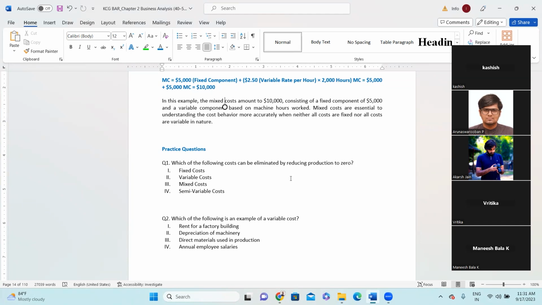Next question is, which of the following is an example of variable cost? Rent for factory building, depreciation of machinery, direct material used in production, actual employee salary. Direct material used in production. Direct material used in production, yes sir, right?